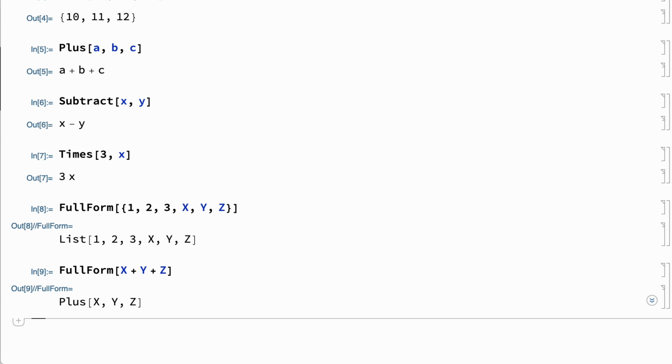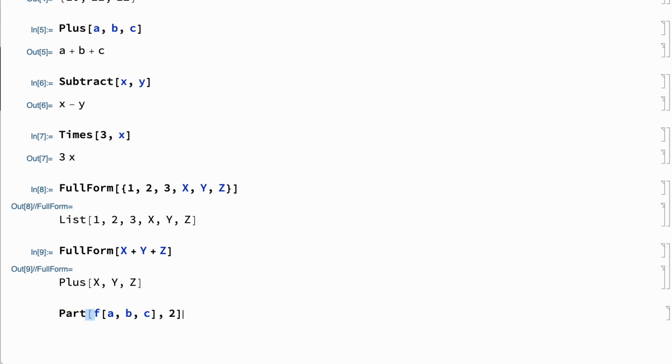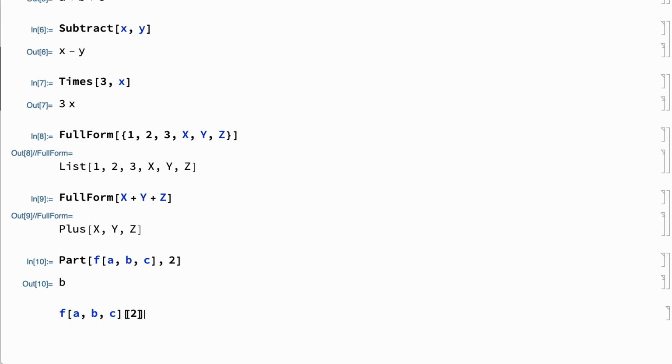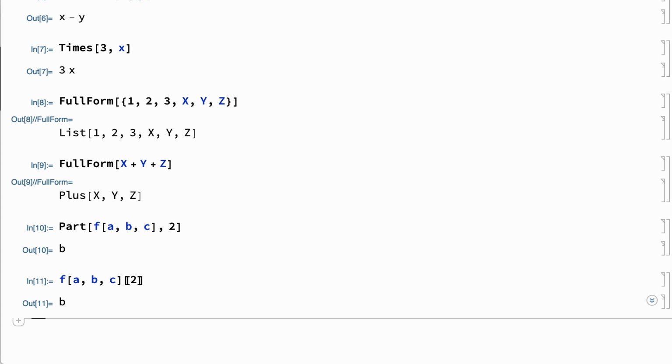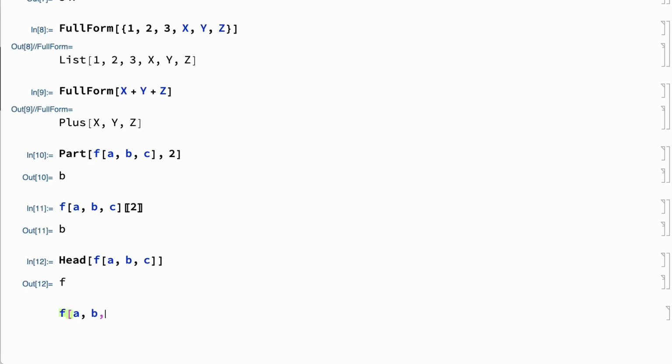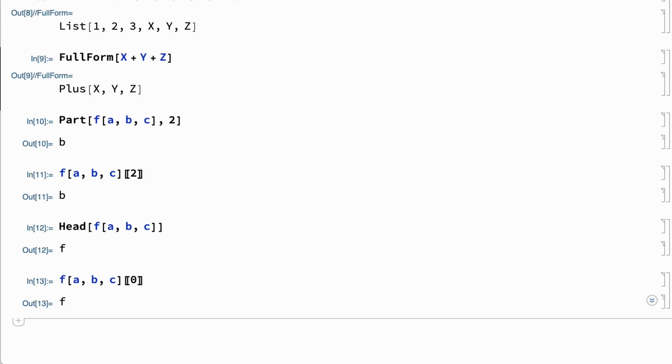The parts of a normal expression can be picked out using the part function. For example, this picks out the part at position 2 in the normal expression f of a b c. The part function can also be entered using double square brackets. The head can be picked out using the head function, or the head is also the part at position 0. The head and the elements in that example are atomic expressions, but the head and the elements can be anything.